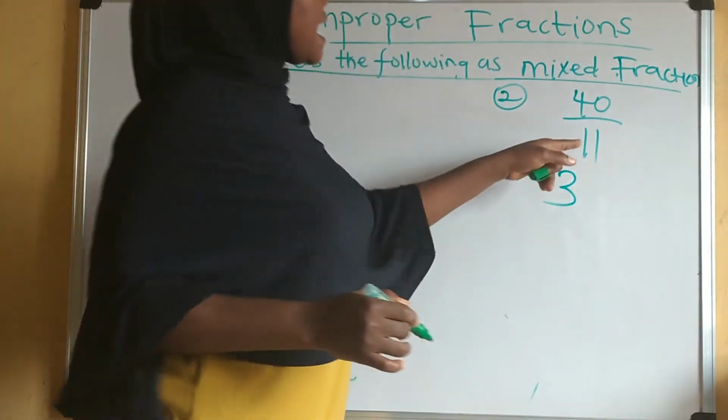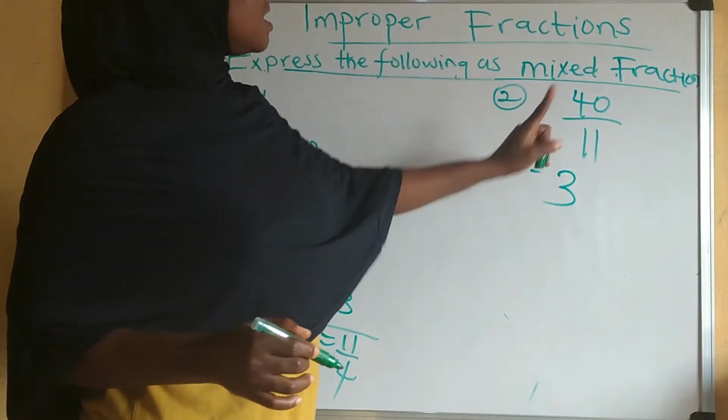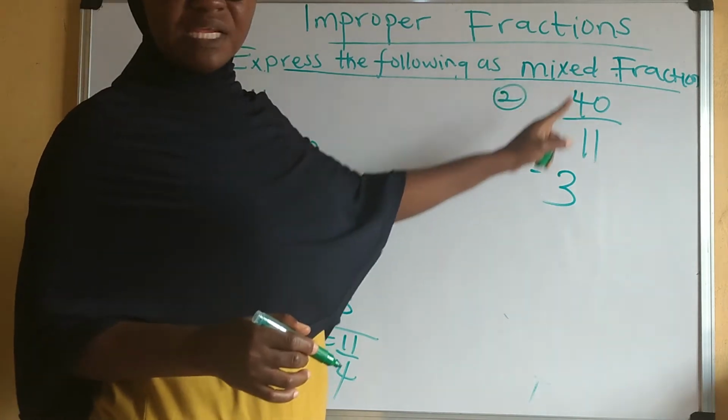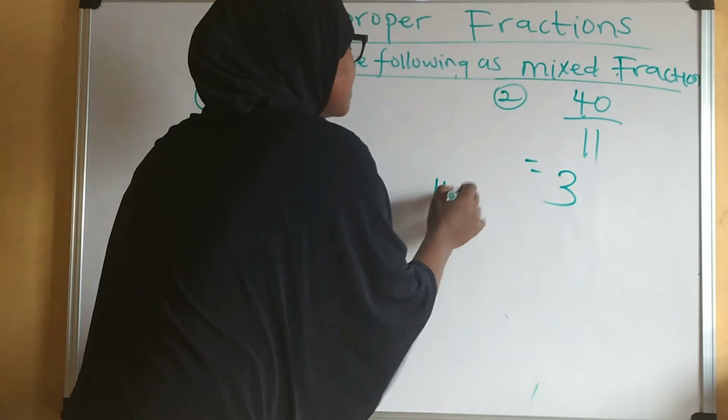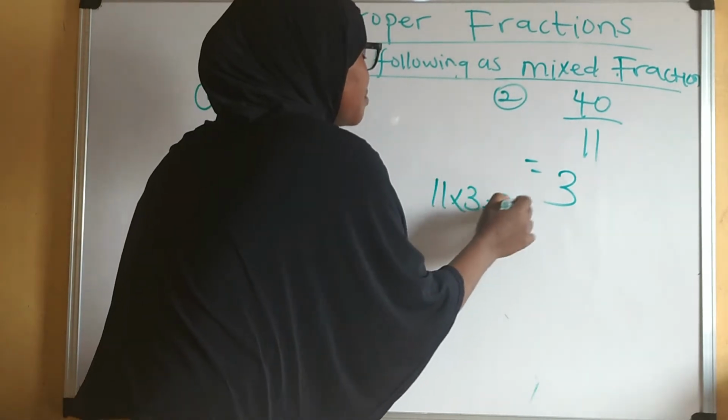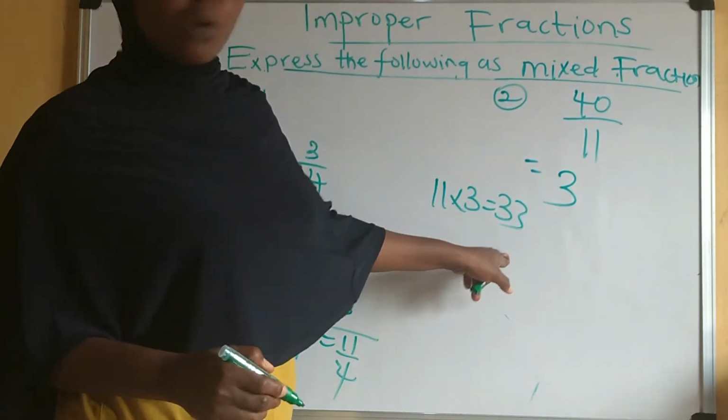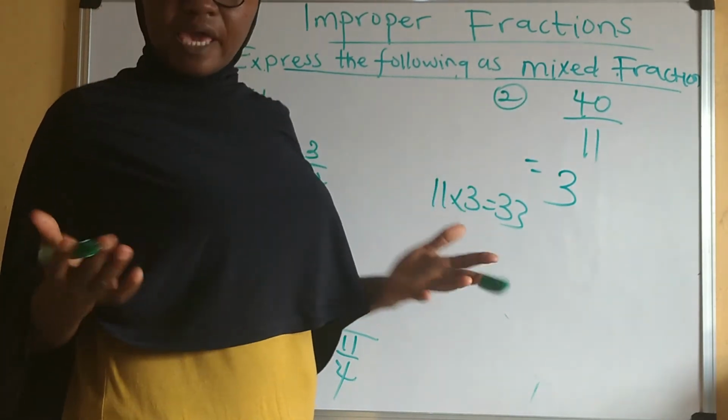So how many 11 can I get from 40? It is 3. So 11 times 3 is 33. So I need to take this 33 away from 40 and let me see what I have left. In doing that, I'll say 40 minus 33. Alright.